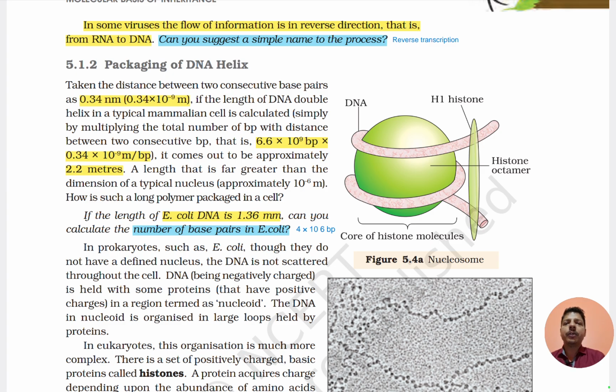taken the distance between two consecutive base pairs as 0.34 nanometer. If the length of the DNA double helix in a typical mammalian cell is calculated simply by multiplying the total number of base pairs with the distance between two consecutive base pairs, it is 6.6 × 10⁹ base pairs multiplied by 0.34 × 10⁻⁹ meter per base pair. It comes out approximately 2.2 meters.